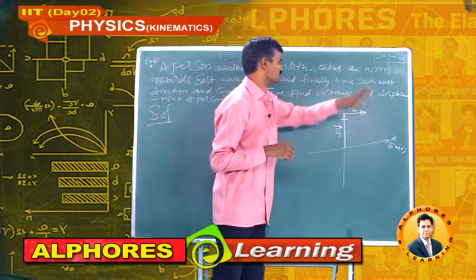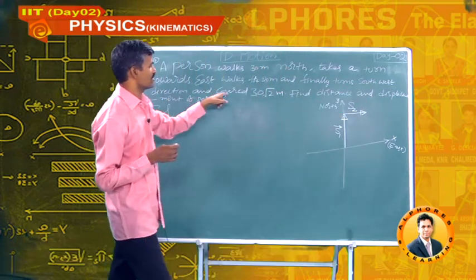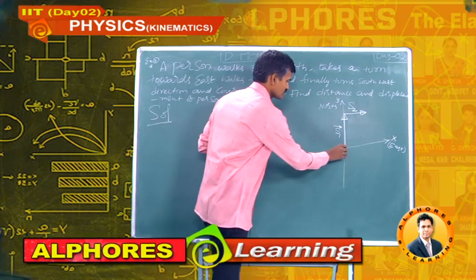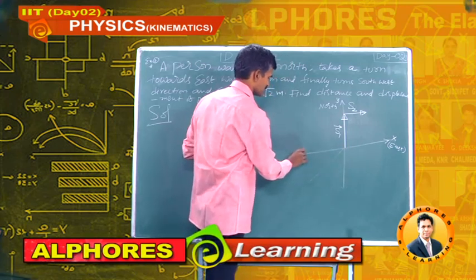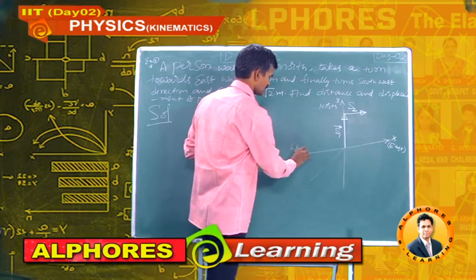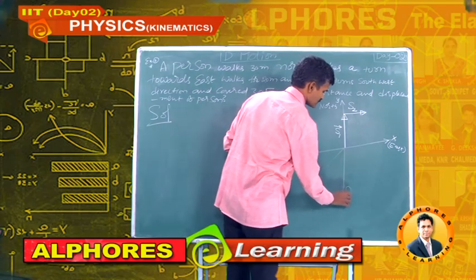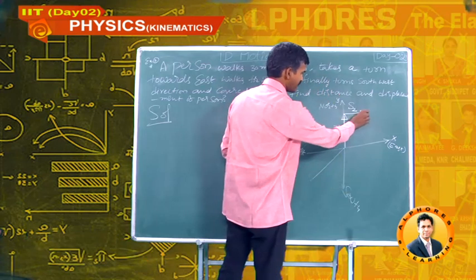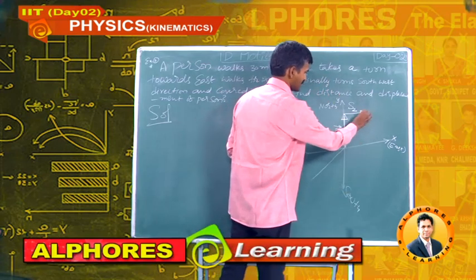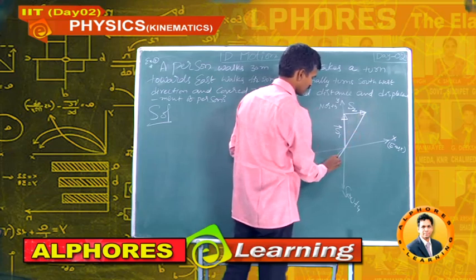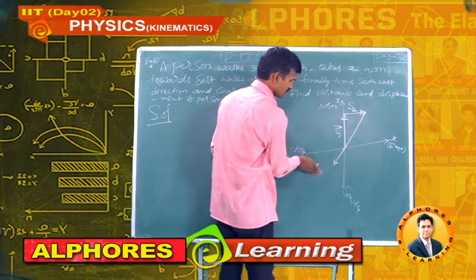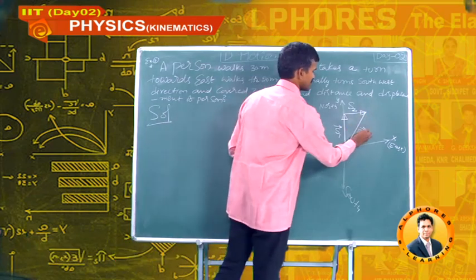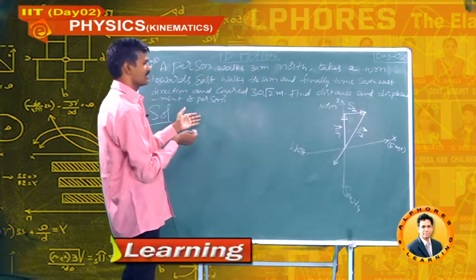And finally, southwest, and covered a distance of 30 root 2 meters. Southwest means it is at an angle of 45 degrees. This is southwest, this is west and this is south. So the center line is southwest. If you extend like this, here is the displacement, S3. This is our S3.